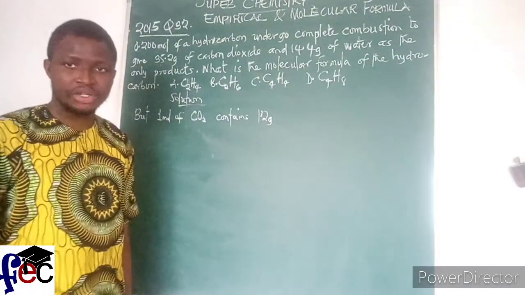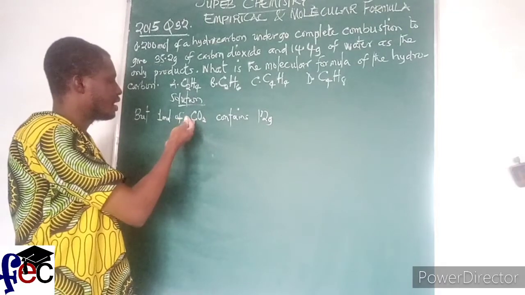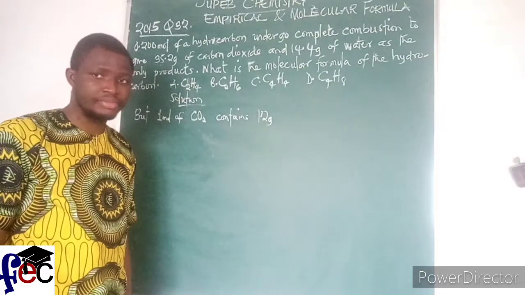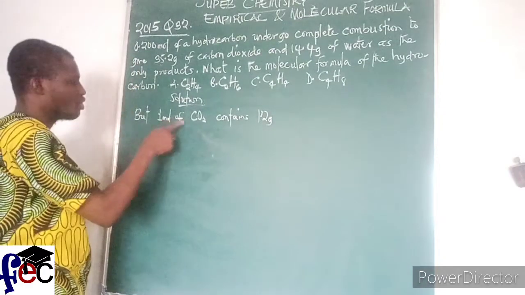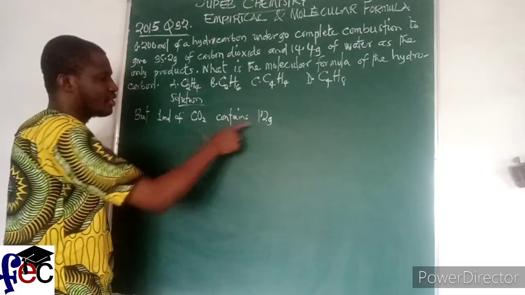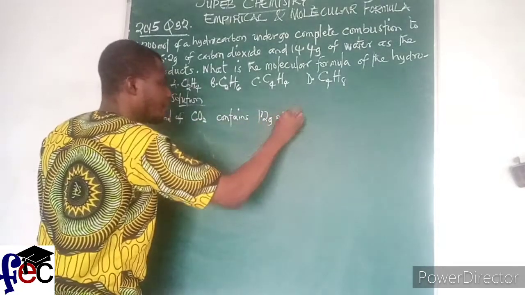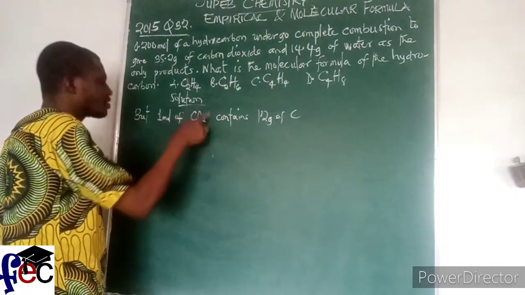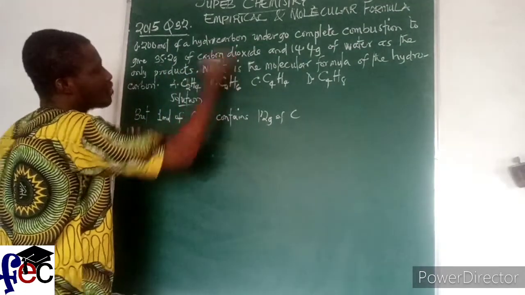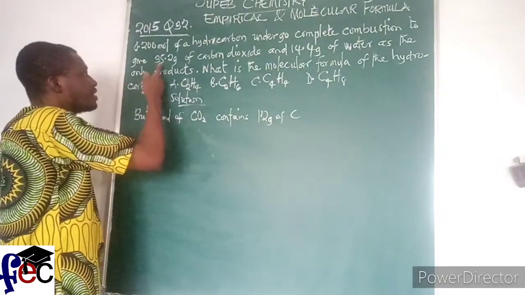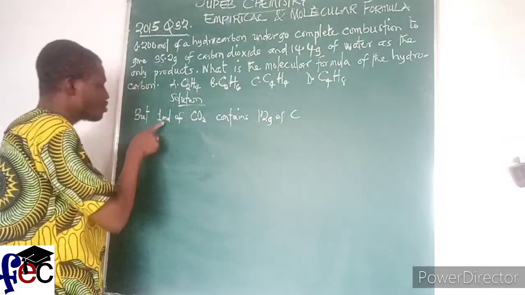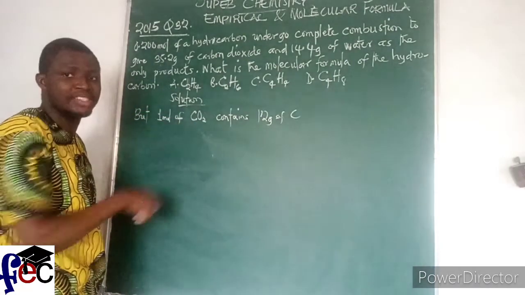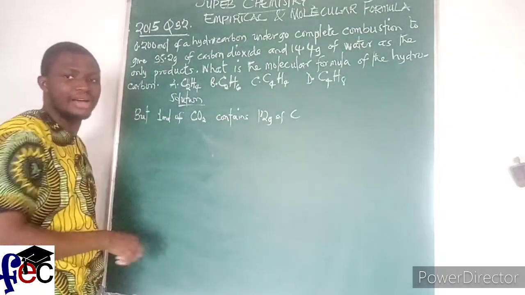Okay, because don't forget the relative atomic mass of carbon is 12 grams. So 1 mole of carbon dioxide contains 12 grams of carbon. Do you get it? So now, what is the mass? But they didn't give us the number of moles of this carbon dioxide. They only gave us the mass of it. So one of the things we need to do is find the mass present in 1 mole of carbon dioxide. That means the relative molecular mass of carbon dioxide.